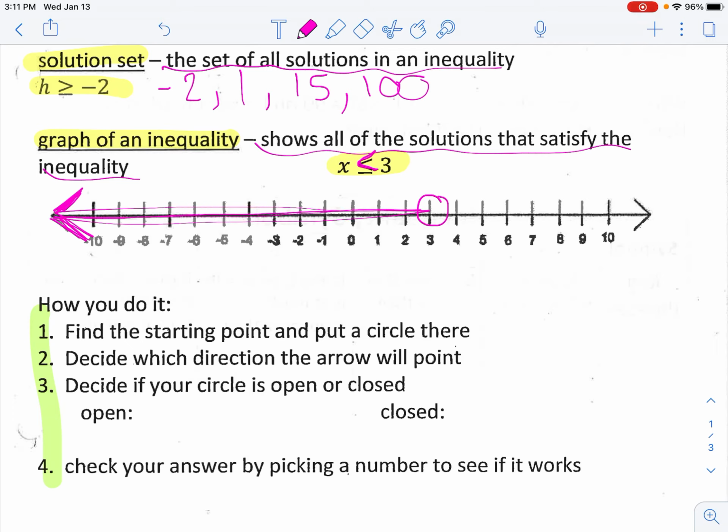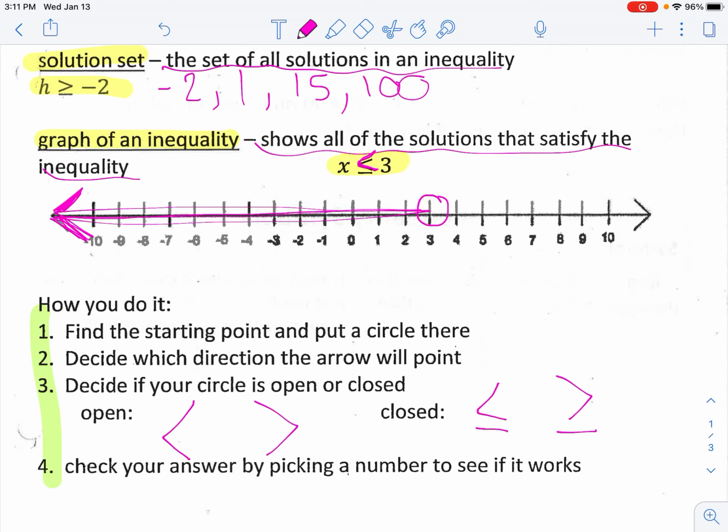Number 3, decide if your circle is open or closed. So an open circle is only when you have the signs less than or greater than. A closed circle is for less than or equal to and greater than or equal to. And I'll explain to you in just a second why. So since this is less than or equal to, it's going to be a closed circle.